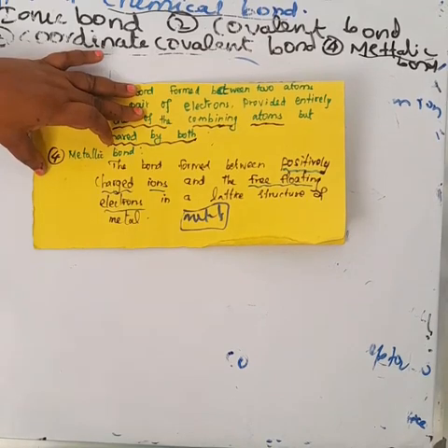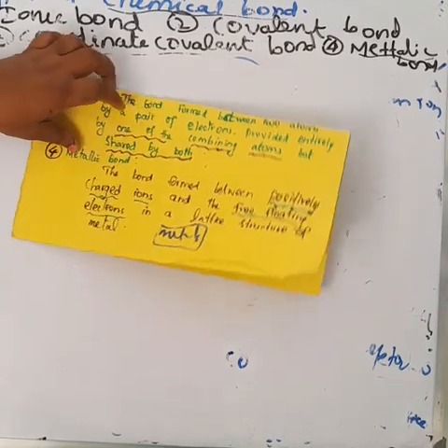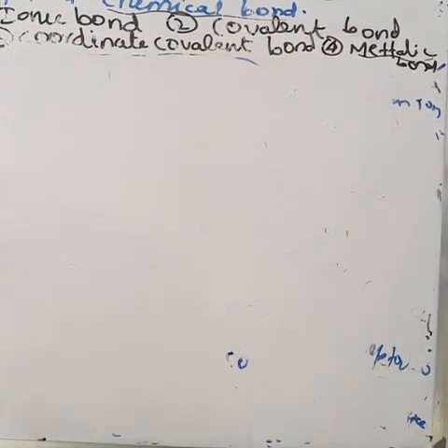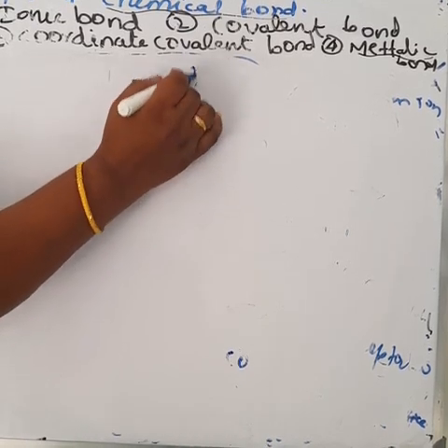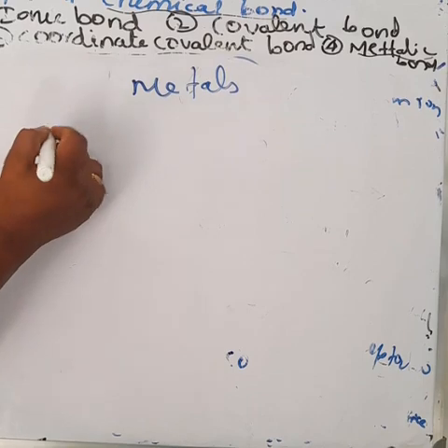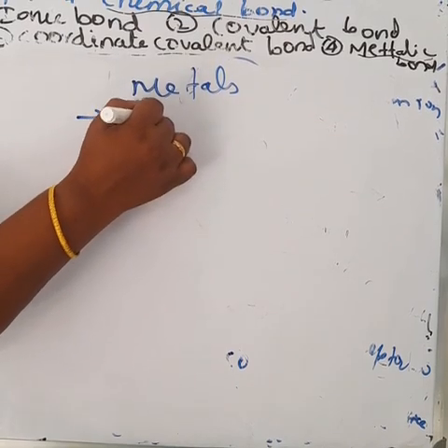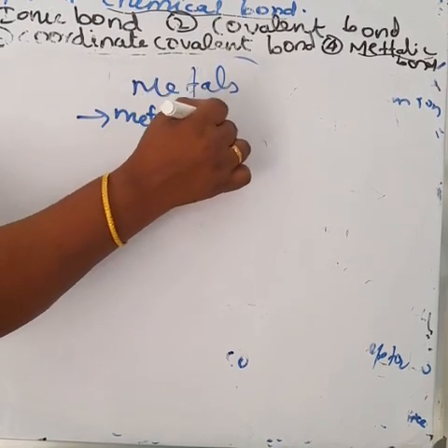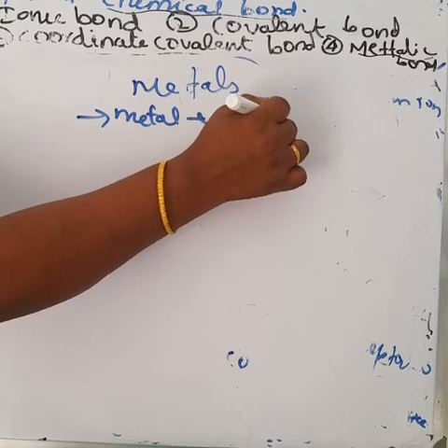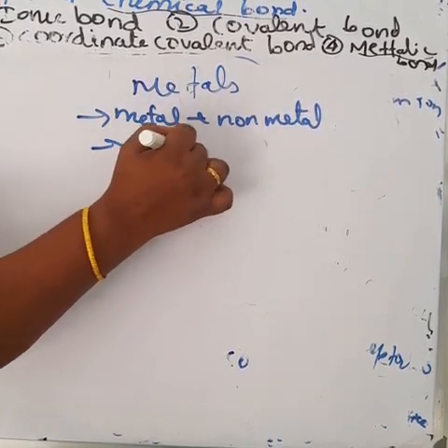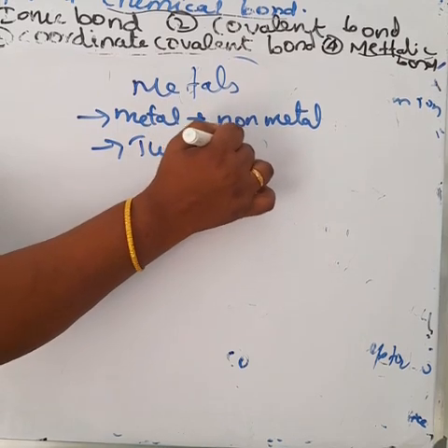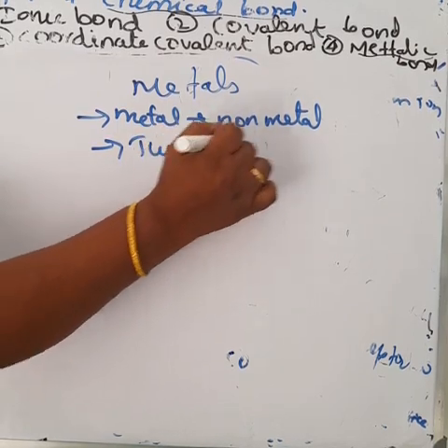Understood? Metallic bond is formed between two metals. Ionic bond is formed between metal and non-metal. Covalent bond and coordinate covalent bond are formed between two non-metals. But metallic bond is formed between metals.